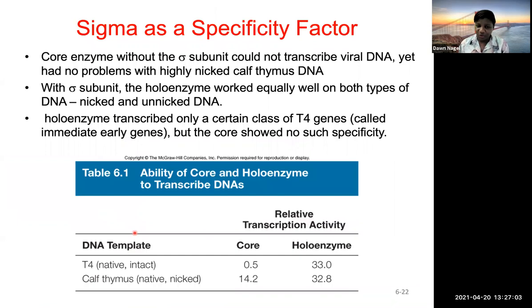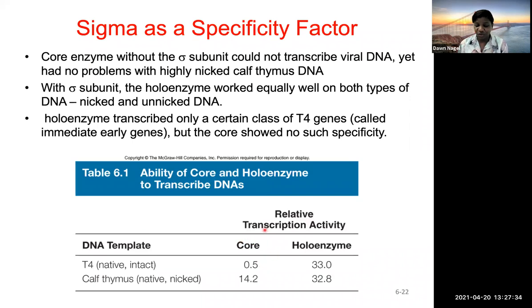The way that they determine that this sigma factor is important for interacting with the DNA and transcribing the DNA is by doing biochemical experiments, isolating the sigma factor from the rest of that multi-protein complex and looking to see whether or not it can transcribe DNA efficiently. So the core enzyme, the enzyme without the sigma subunit, was not really able to transcribe.